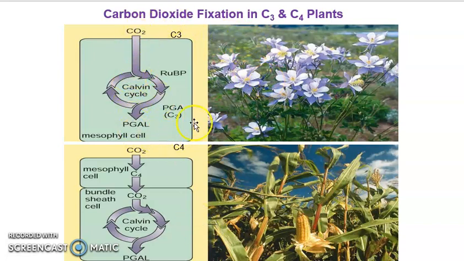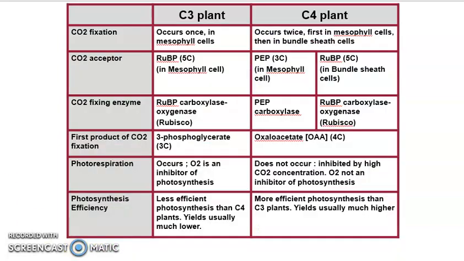So, kalau awak nampak dekat sini, for C3 plant, so dia cuma akan berlaku Calvin cycle saja pada dia punya mesophyll cell. Tetapi kalau untuk C4 plants, okay, dia punya pathway, C4 pathway, okay, so the carbon dioxide fixation berlaku dua kali. Pertama, dia berlaku pada mesophyll cell. Yang kedua adalah pada bundle sheath cell. So, Calvin cycle untuk C4 plants, dia akan berlaku di dalam bundle sheath cell. Okay, so this is the differences between C3 plant and also C4 plant. So, you have to take note here lah.